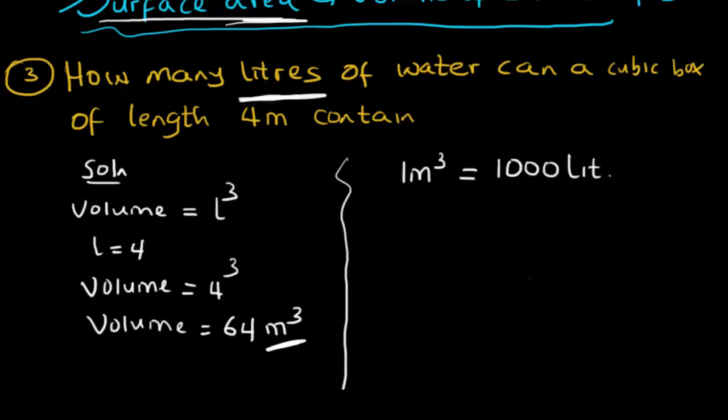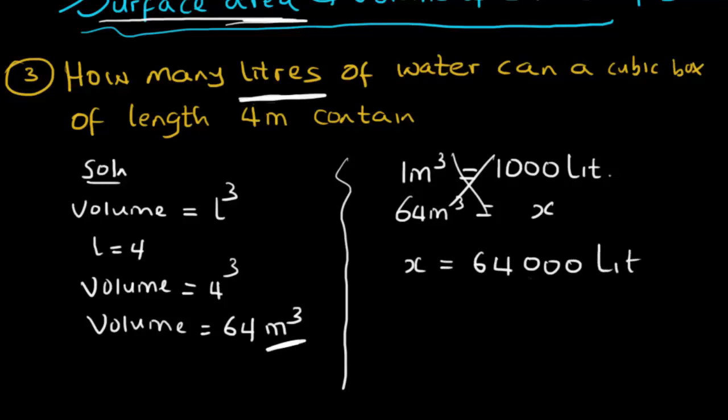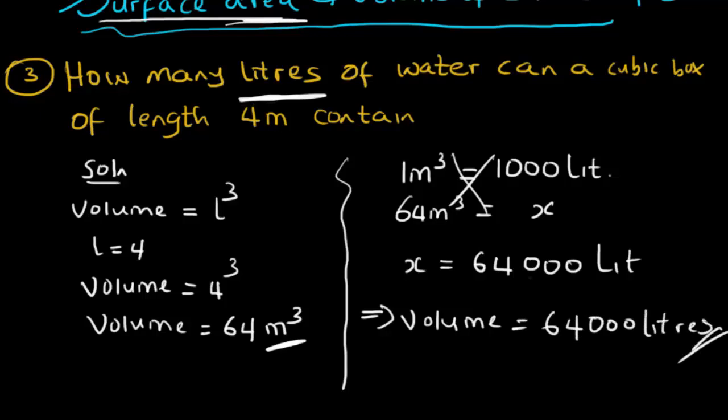So if 1 meter cube is equal to 1,000 liters, it means 64 meter cube will be equal to what? I can represent that what by x. So I cross multiply. So I have x equals 64,000 liters, which implies that volume of the cube equals 64,000 liters. Now, I hope you understand it.